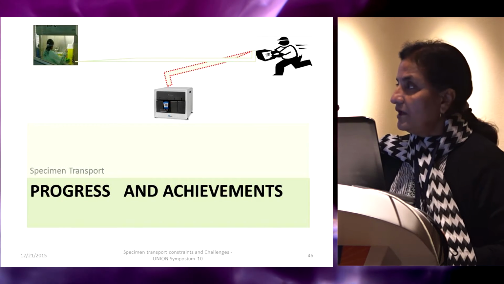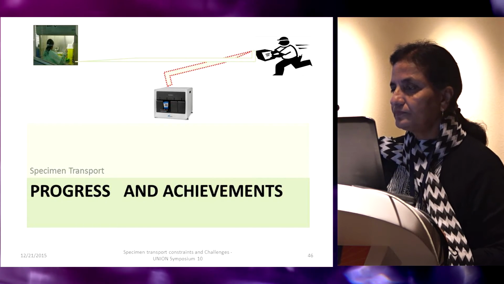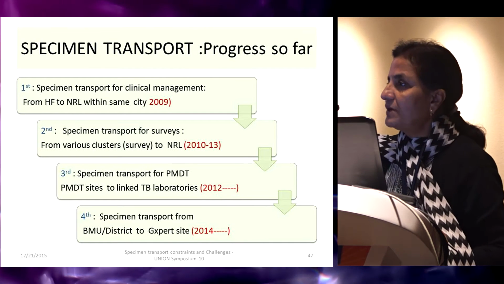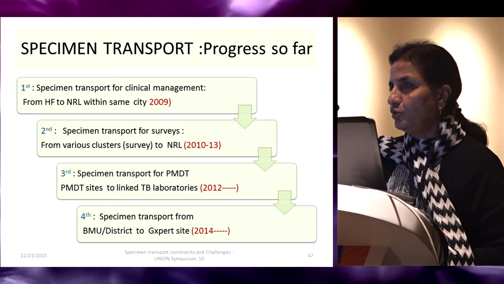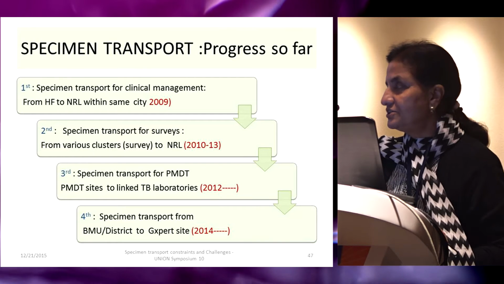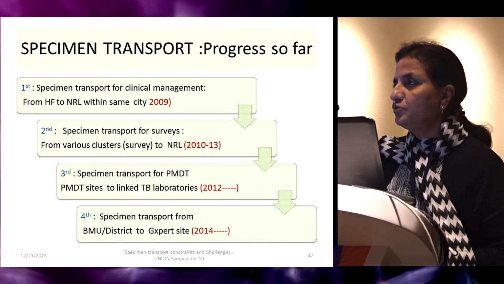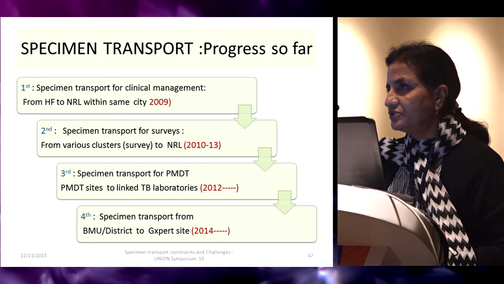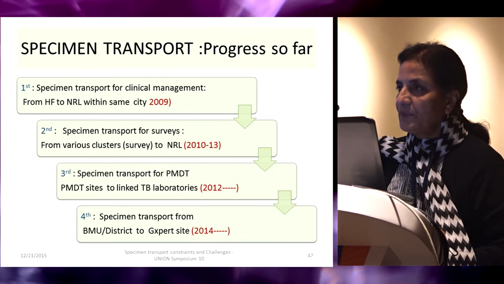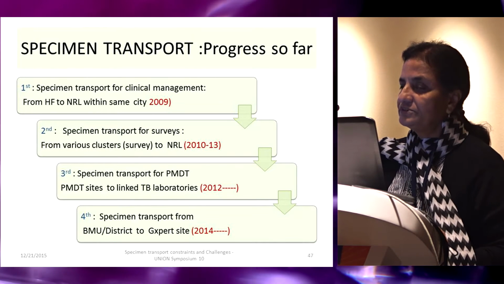So how much have we progressed, and what are the achievements to date? Culture and DST services in Pakistan in the public sector do not have a very old history. We just started culture and DST in the last quarter of 2009. In that quarter, the main national reference laboratory, established in 2009, was linked to a health facility within the same city, and staff from our laboratory used to go by motorcycle and collect the specimens from that facility.